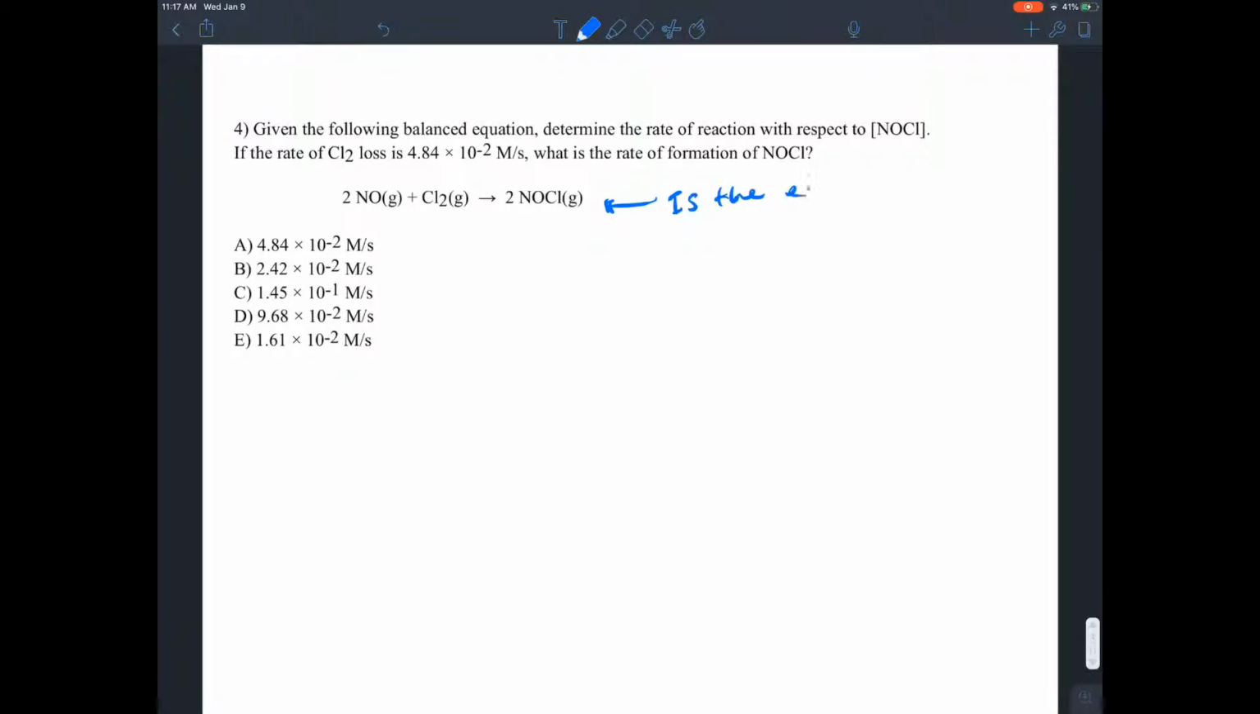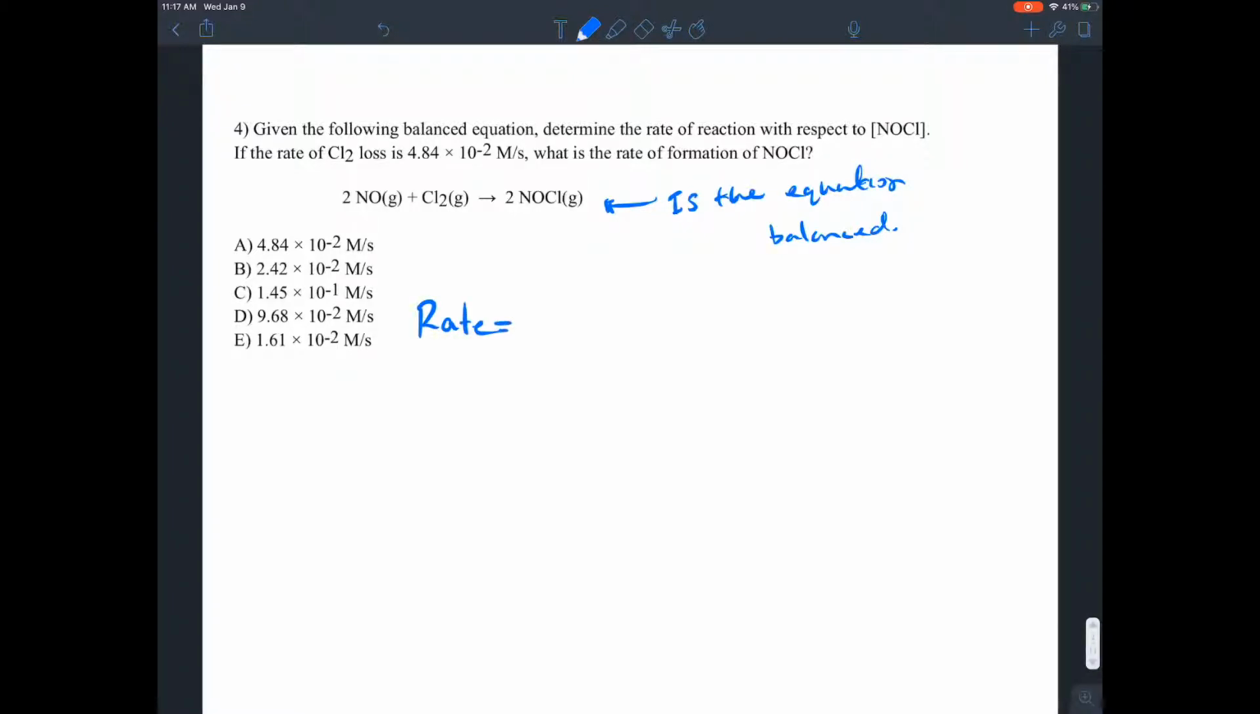Is the equation balanced? If it's not, then we can't formulate our overall rate equation. So just do an extra sanity check before you continue, just to double check that the equation itself is balanced, which it is in this particular case, so we're just fine. So let's construct our rate equation.